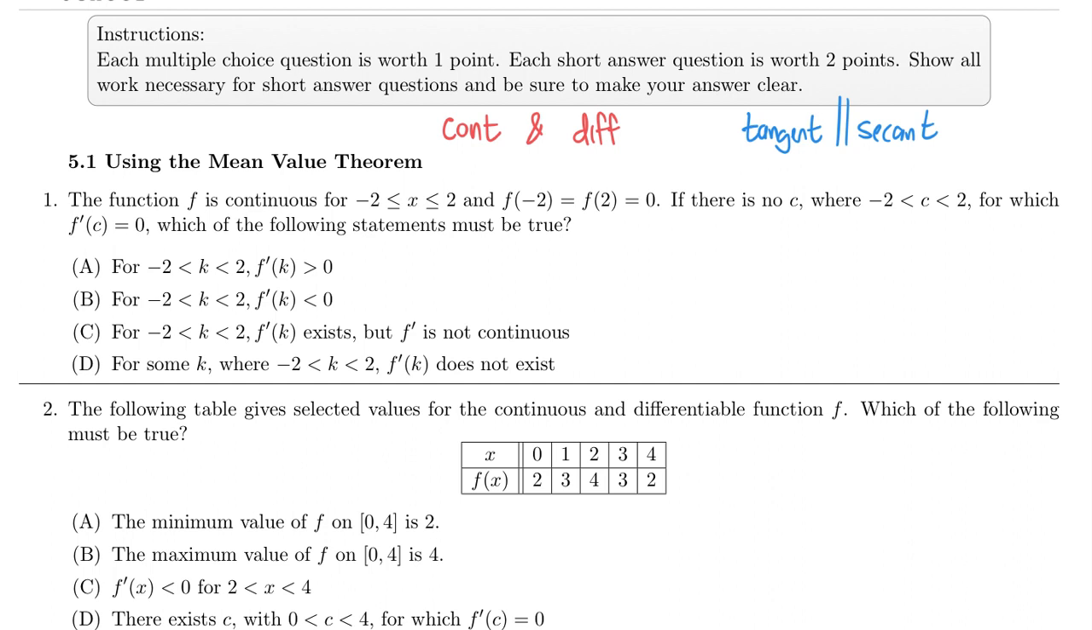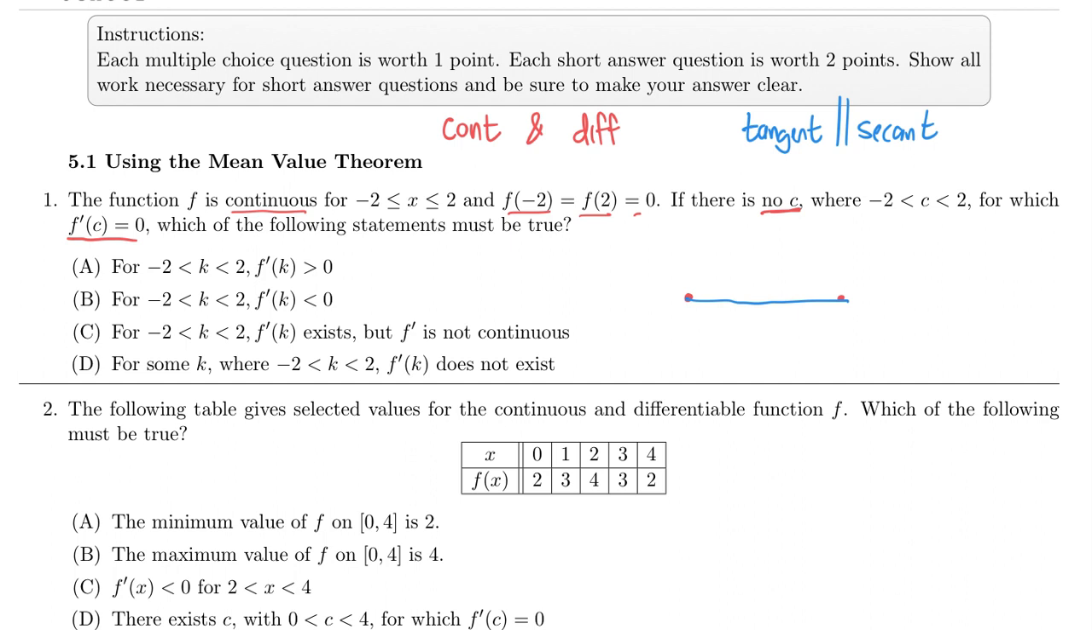So for this first one, it says we have this function that's continuous. f of -2 equals f of 2, and they are both 0. So if I plug in -2, I get 0. If I plug in +2, I get 0. So the secant line between them is also going to have slope 0. And the question said there's no c where f prime of c equals 0. So that means the mean value theorem is not true, right?